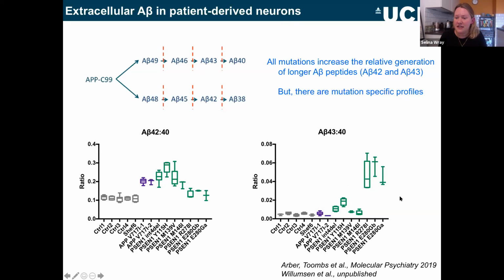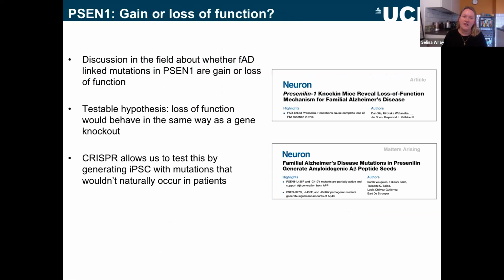However, there are still mutation-specific profiles. And again, I don't have time to go into the details, but there is information here that we wouldn't have captured unless we were using patient lines. And one of our interests is really trying to link this back to the clinical presentation of these people. However, we've also complemented this work using isogenic lines that we have made by CRISPR, which really allow us to address questions that we couldn't ask using patient lines alone.